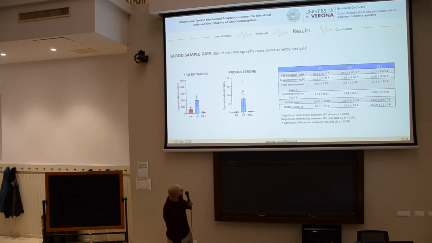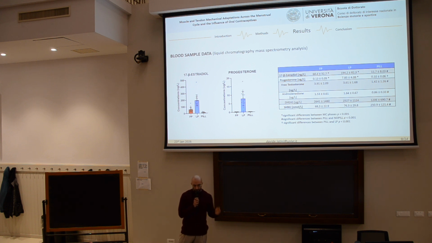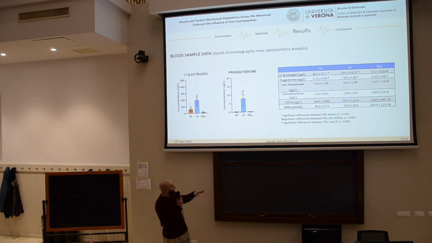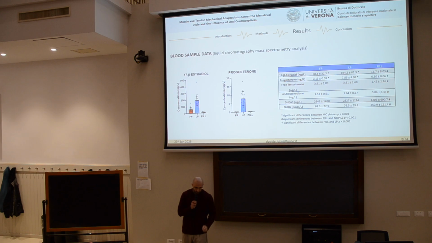For the blood sample results, basically you can clearly see differences in hormonal profiles between the 2 groups, and also a correct detection of menstrual cycle phases due to the extreme differences in concentrations of estradiol and progesterone.